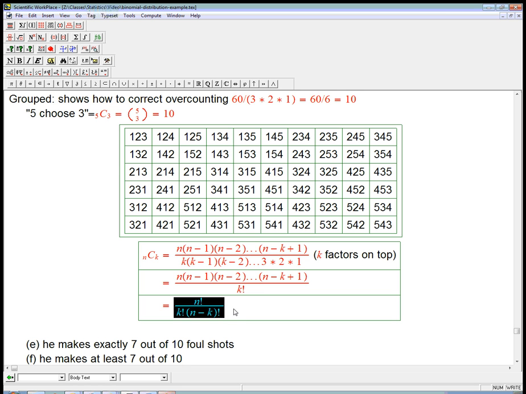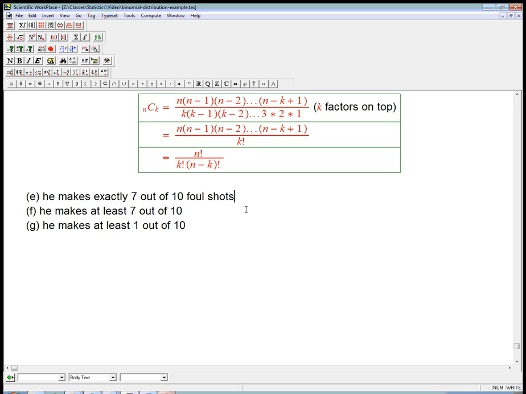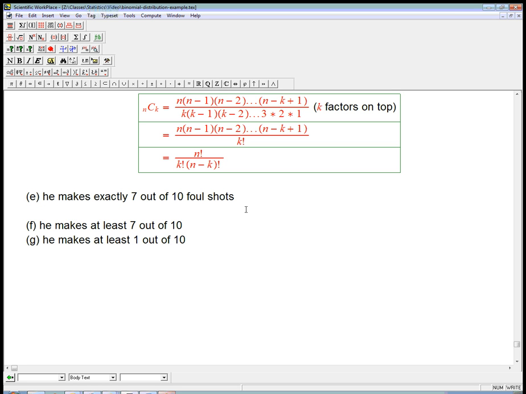Why, when you've got to figure out how many ways you can choose certain things out of a certain number of things. Okay, so let's use that real quick before we wrap up this section of the video. Okay, making exactly 7 out of 10 foul shots. Okay, so the probability of 7 out of 10.